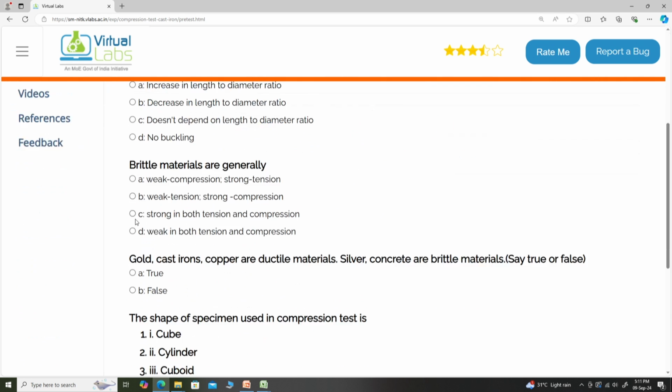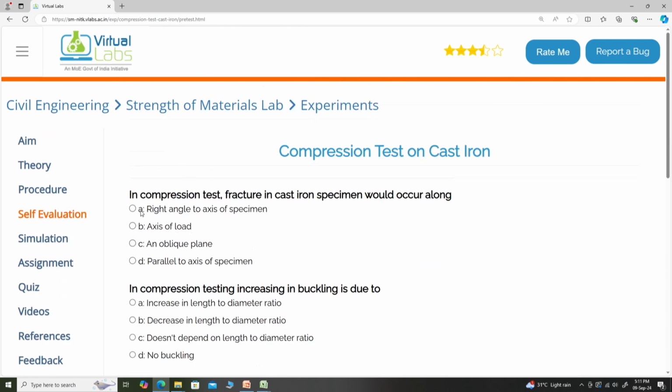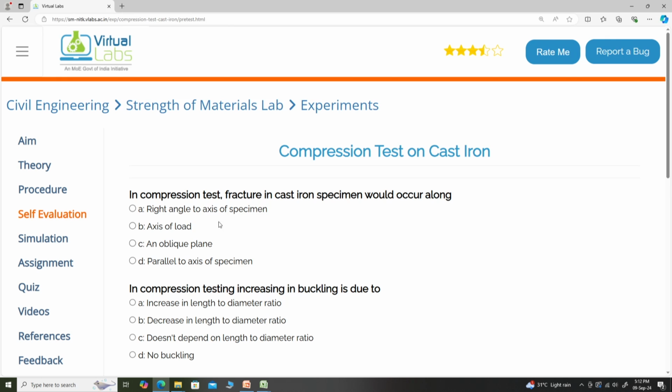There are 5 questions here. The first question is: in a compression test, fracture in a cast iron specimen would occur along which plane? Would it occur along the axis, perpendicular to the axis, or at an oblique shear plane? It is not at a right angle to the axis of the load. C is the answer, which is an oblique plane.